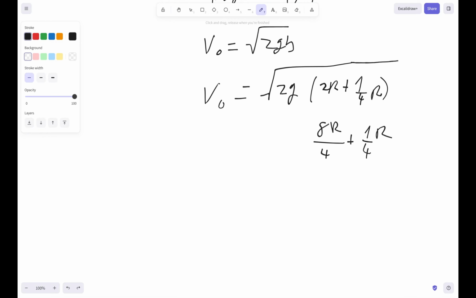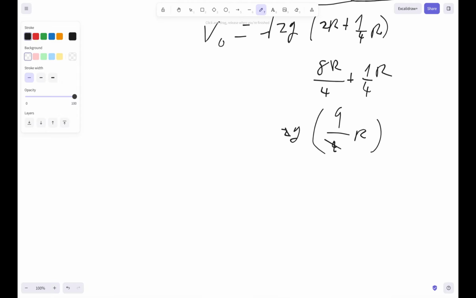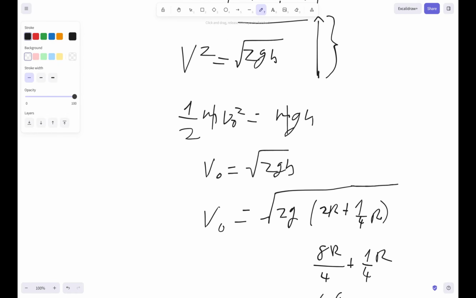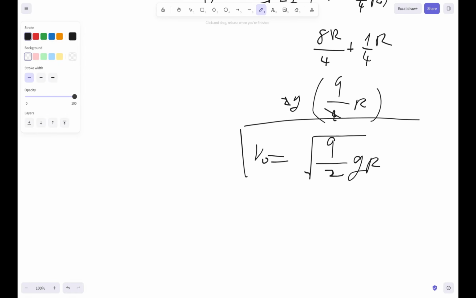And basically what we're going to get is 9 all over 4r, and we're going to multiply this by 2g. So this is going to cancel, and we're going to get 9 all over 2gr, square root, is our velocity. Woohoo! Oh my god, I actually did it. Oh, first IPhO problem done. Let's go. And this is the solution, yes.